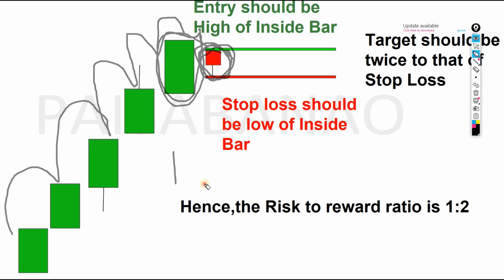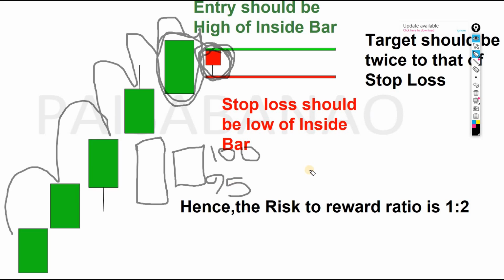For example, this is the inside day bar. This is a strong candle. So this high is 100 and low is 95. So what I will do is that I will place my buy order above 100, which can be 100.10, 100.20. It all depends on you. And regarding stop loss, it should be below 95, 94.90, whatever you want to do.